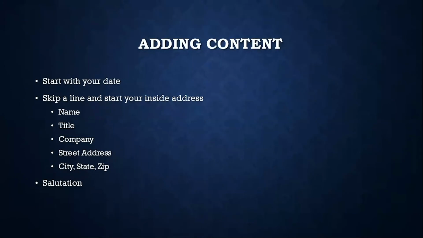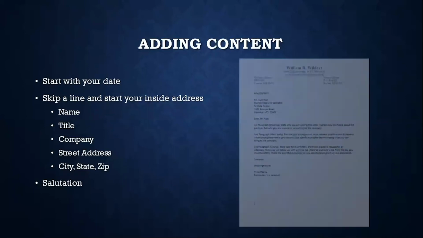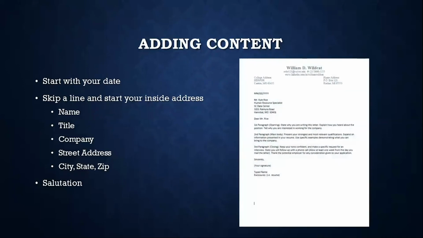Start with the recipient's name, then on the next line include their title. On the following line, include the name of the company, followed by the street address, followed by city, state, and zip code. Your next line is your salutation.